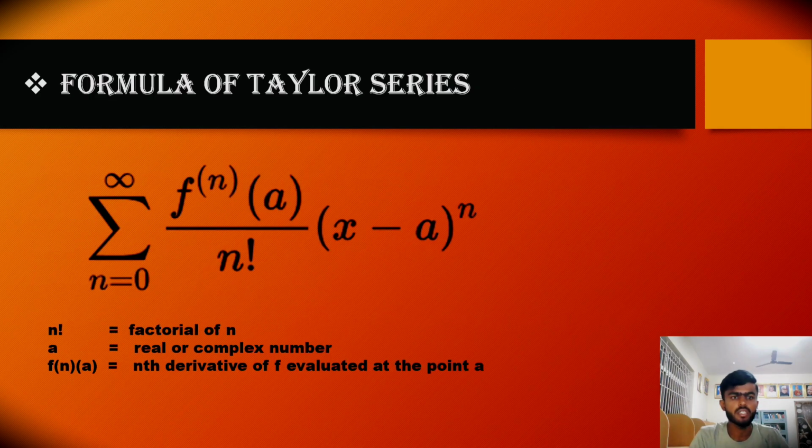And the next is the formula of Taylor series. The sum from n equals 0 to infinity of f to the power n of a divided by n factorial, times (x minus a) to the power n. Here n factorial represents the factorial of n, a represents a real or complex number, and f to the power n of a represents the nth derivative of f evaluated at the point a.